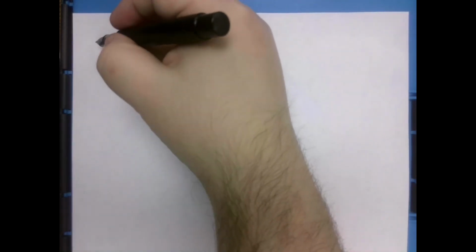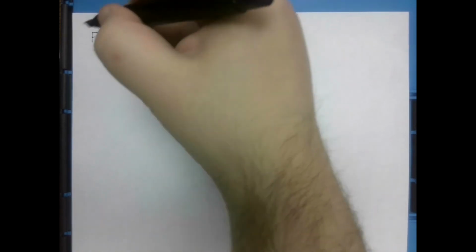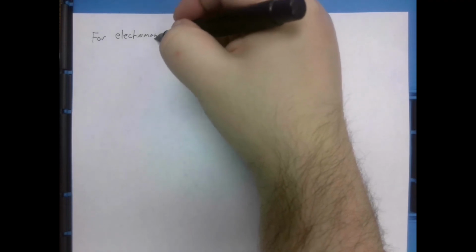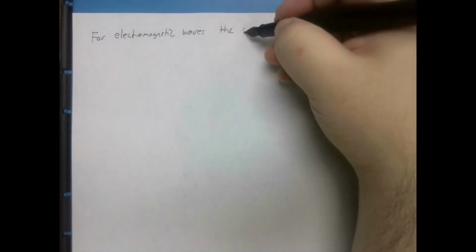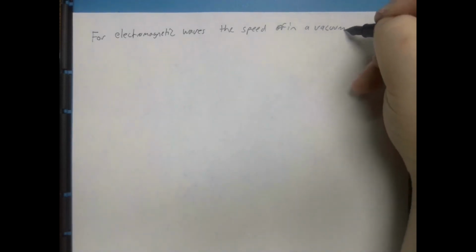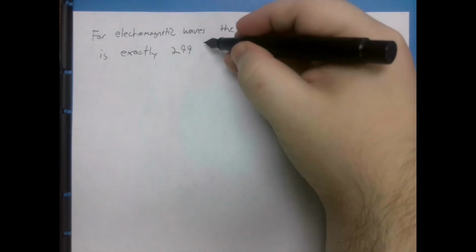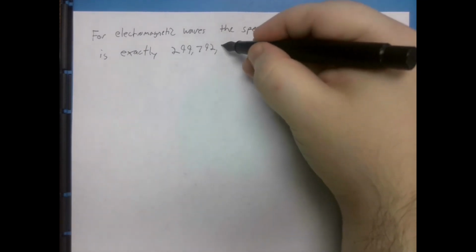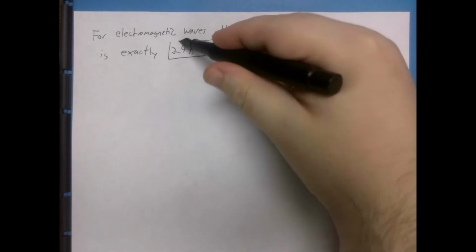So let's do some more examples. Let's do a famous example. For electromagnetic waves, we'll go into this more later. The speed in a vacuum is, let me look up the precise value, exactly, this is an exact number, 299,792,458 meters per second. We have defined meters and seconds so that this number is exact.